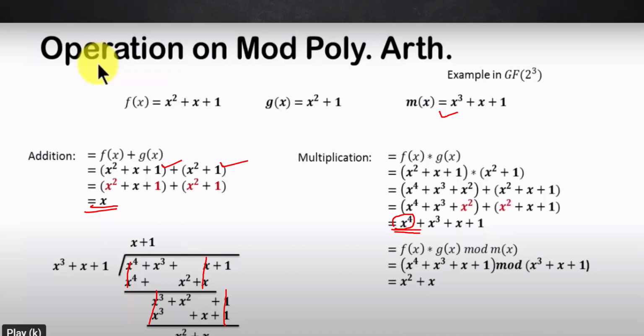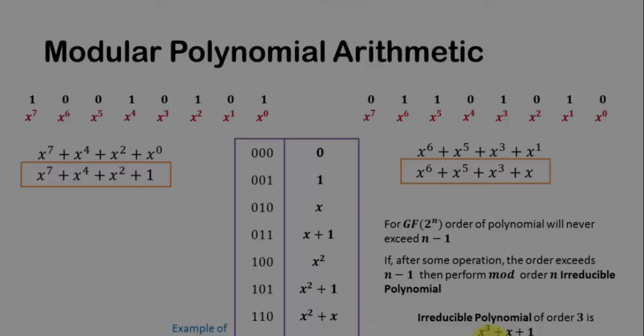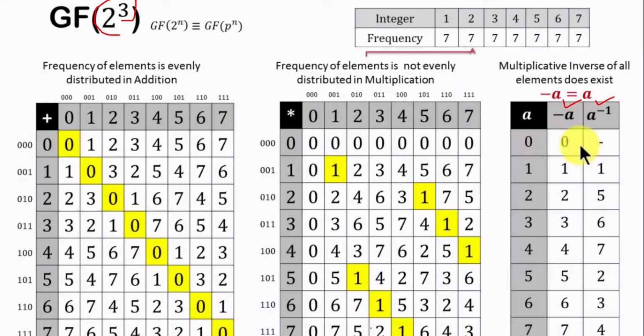Then our multiplication result is x square plus x. Okay, so based on this multiplication and addition operation, these tables are defined here. And from this it is clear that, what are the additive inverses? The number itself forms the additive inverse of the number.